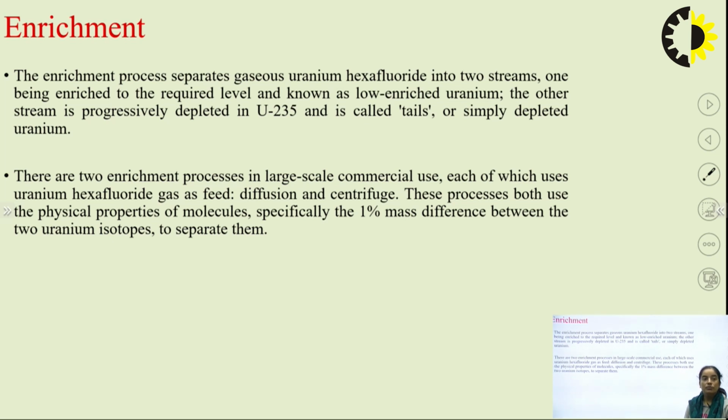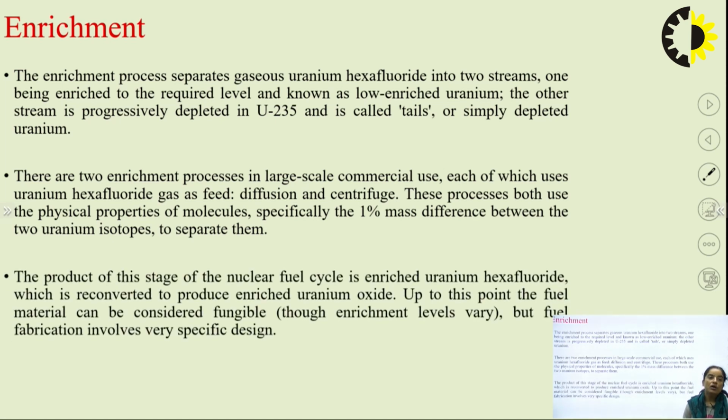In both these processes, the physical properties of molecules are used, specifically the 1% mass difference between the two uranium isotopes, to separate them. The product of this stage of the nuclear fuel cycle is enriched uranium hexafluoride, which is reconverted to produce enriched uranium oxide. Up to this point the fuel material can be considered fungible.